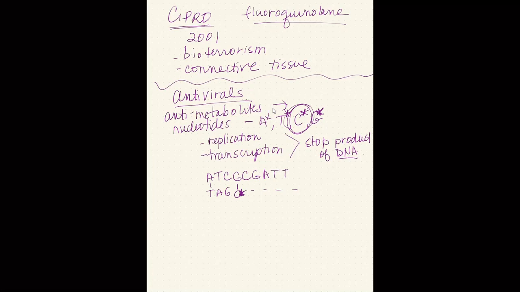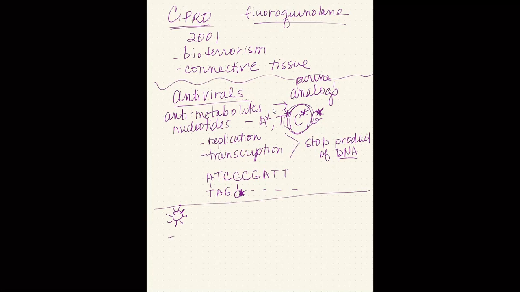So they call them analogs, like purine or pyrimidine analogs. So they look like a nucleotide. Now some of them, it depends on what the virus is. It'd be cool if they could come up with something for, okay, this new coronavirus, right?